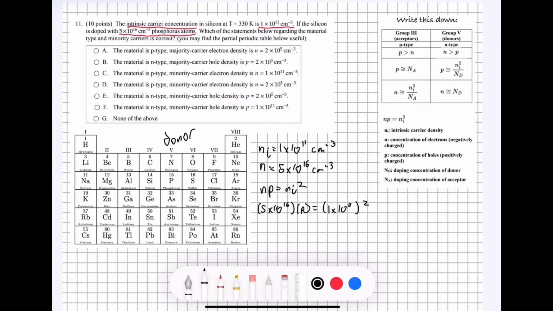So solving this equation that we wrote down earlier and simplifying it, we're going to get P is equal to 2 times 10 to the 5 centimeters, like that. And this is going to be the answer that we get right here. So looking back at our problems up above, we can see in E, it says that the material is N-type, which we know that phosphorus is N-type, so that's correct. And then the minority carrier hole density is 2 times 10 to the 5 centimeters negative cubed, so E is going to be our correct answer.